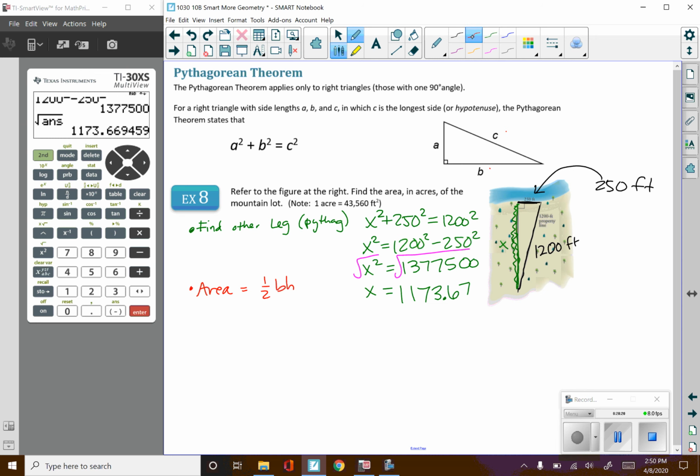Now that we know that, I'm going to call it height, that height of the triangle, we can find the area. So the area is 1/2 of the base times the height.